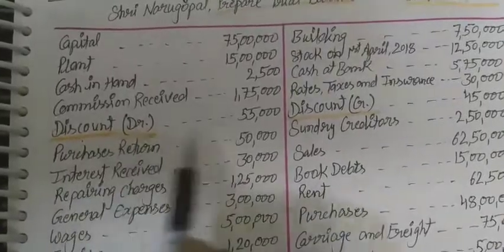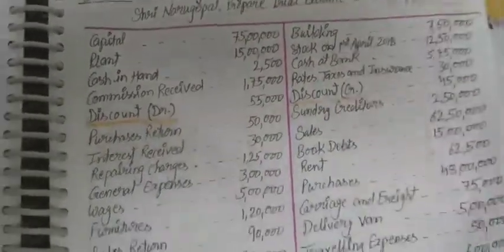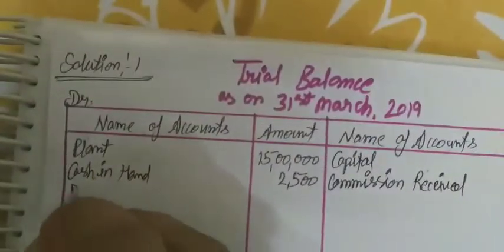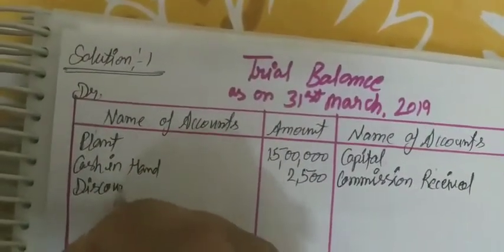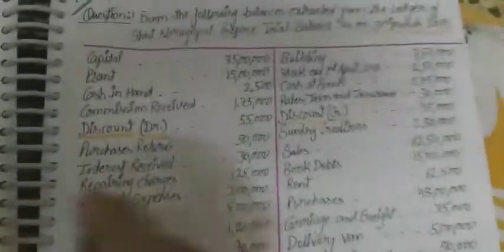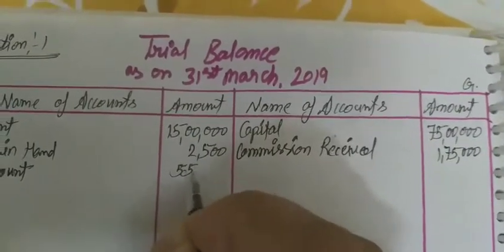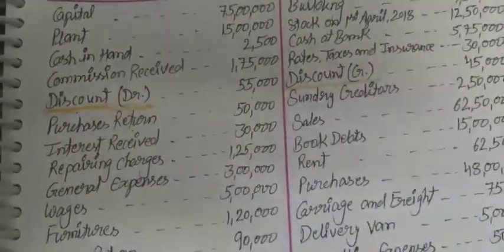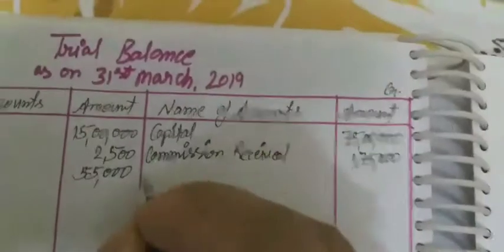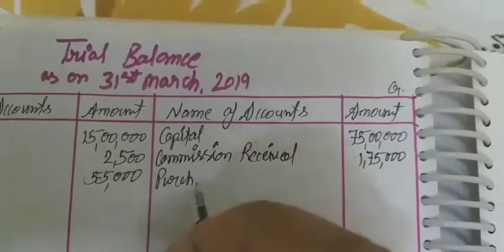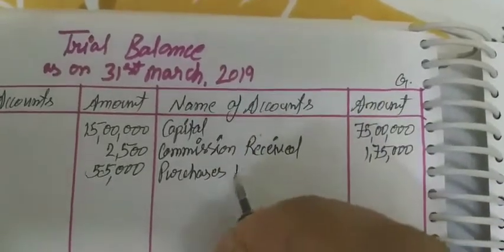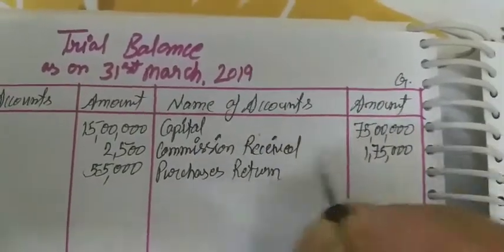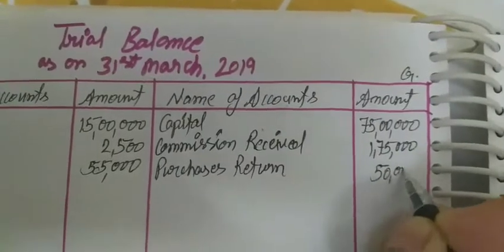Next is discount allowed 55,000, it will be a debit balance. Discount, the amount is 55,000, 55,000 on the debit side. Next one is purchases return. Purchases return 50,000. So purchases returns are a credit balance. So we will show the purchases return on the credit side, that is 50,000 rupees.